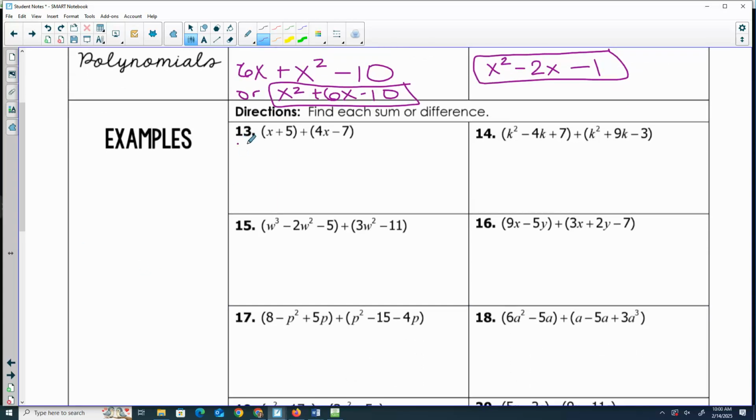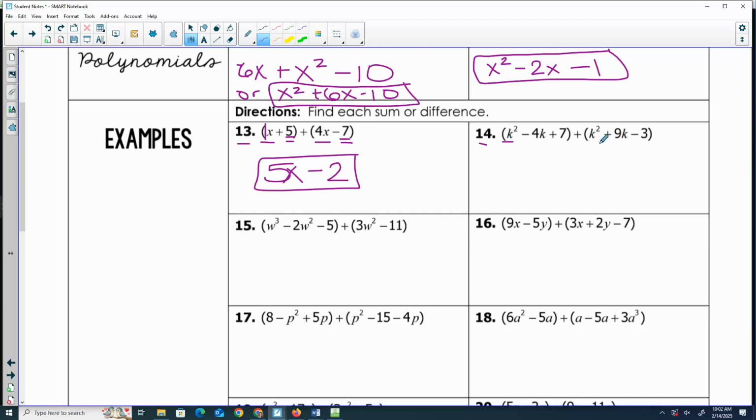So take a second and try 13 and 14 for me. Just add. Adding things that are the same. When you add, do your exponents ever change? No. You just add the numbers in front. So this is like 1x plus 4x. So we get 5x. Plus 5 and minus 7. So 5 minus 7 is negative 2. So 13 should be 5x minus 2.